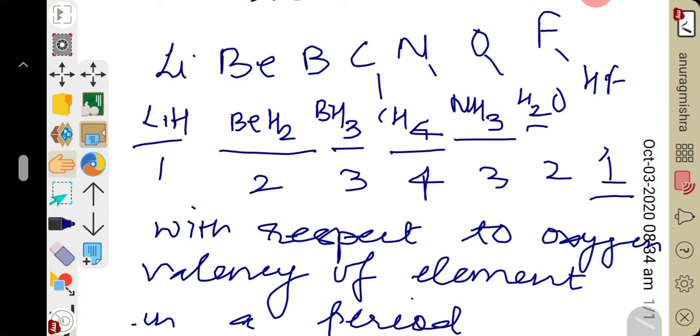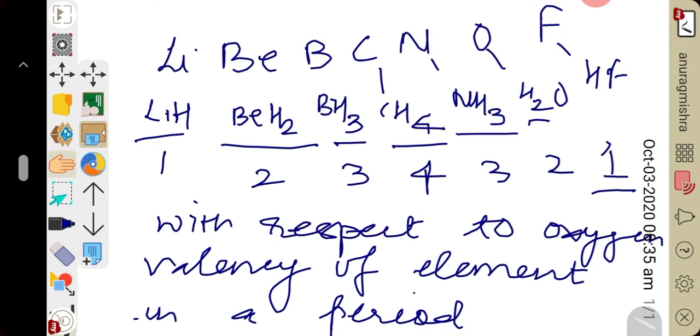So on moving from left to right in a period, metallic character gradually decreases. That is, it changes from metallic to non-metallic. Again I am repeating: lithium, beryllium, boron, carbon, nitrogen, oxygen, fluorine. Lithium is metal, beryllium is metal, boron is metalloid, carbon, nitrogen, oxygen and fluorine are non-metal. So the general property of the modern periodic table in terms of period is finished.